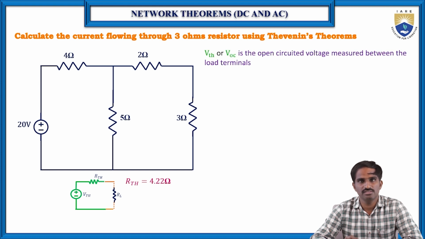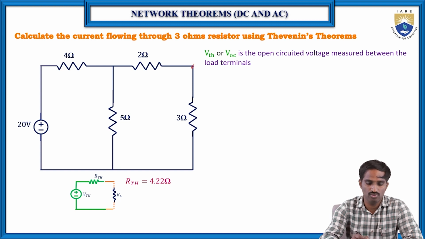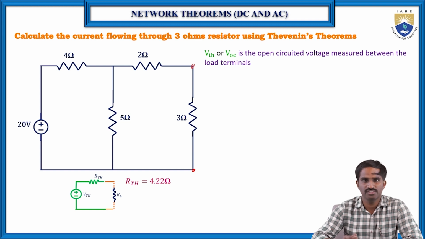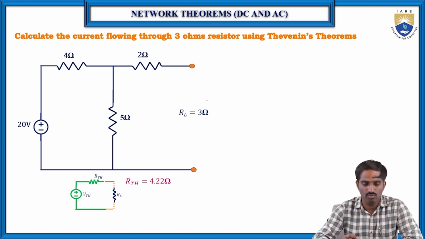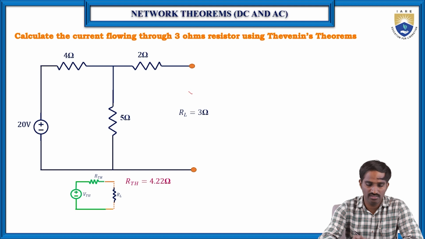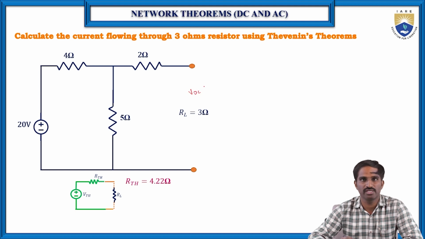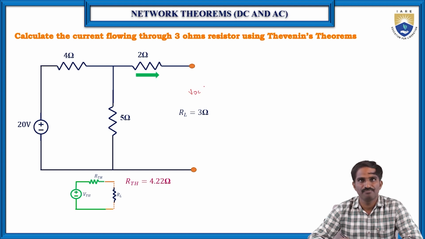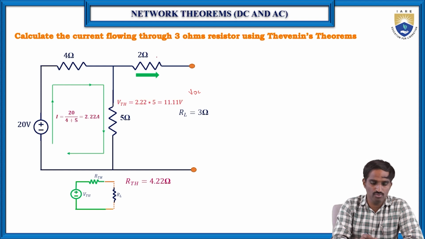For the V Thevenin, here also the questions are where and how. Where means again across the load terminals only, and how means just open the circuit and find the voltage across this open circuit. That's why this is also called the open circuit voltage, right? Because the 2 ohms resistor is connected to the open circuit, the current flowing through it is equal to 0.